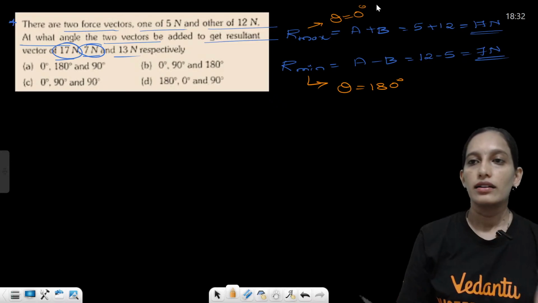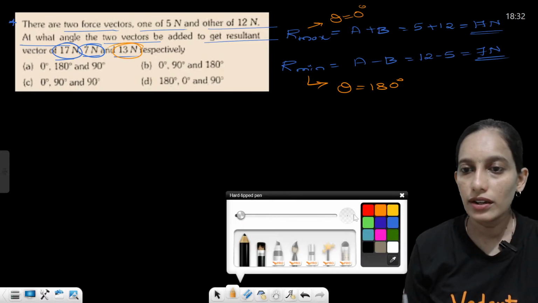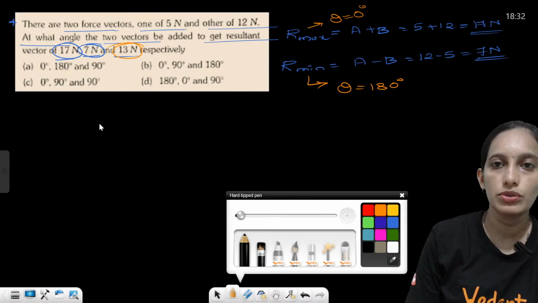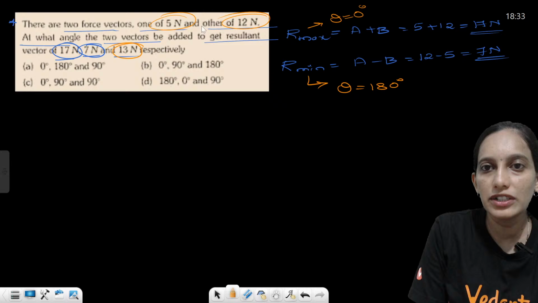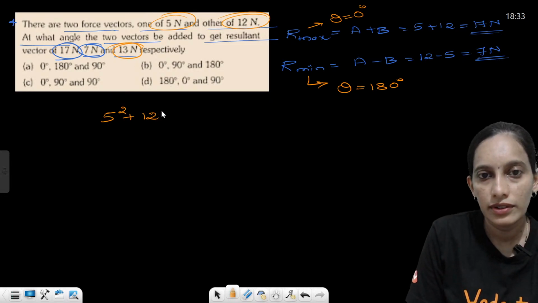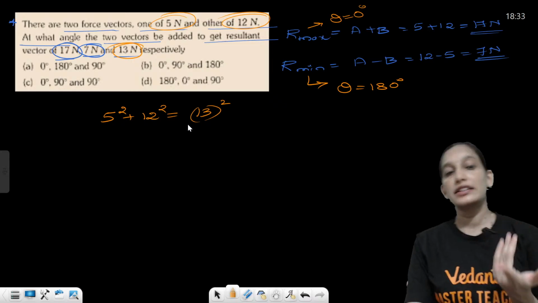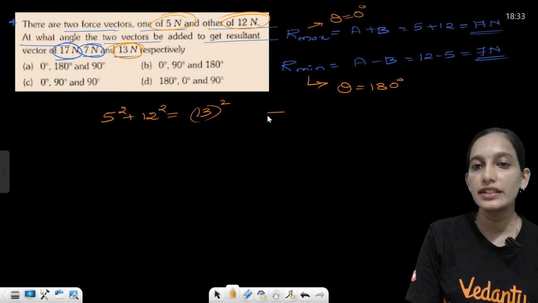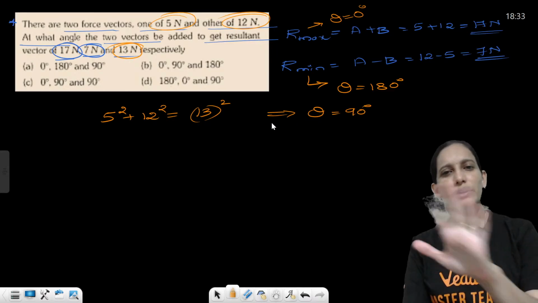Okay. So next, what is asked? 13 Newton. If you are quick enough, you can guess this also. Hope you know that 5 square plus 12 square is equal to 13 square. Do you agree? 5 square plus 12 square is equal to 13 square. So this is a Pythagorean triplet. That means theta must be equal to 90 degrees. So if you are quick enough, you can do it like this.